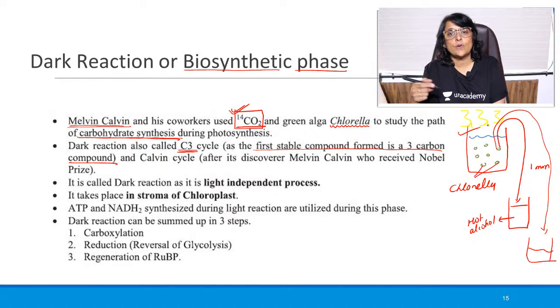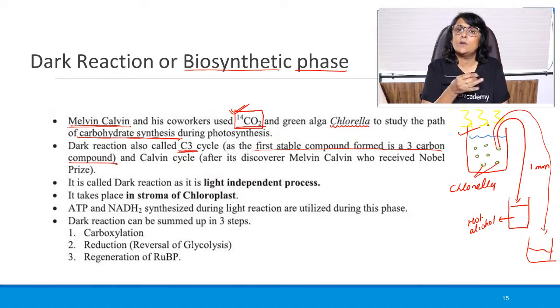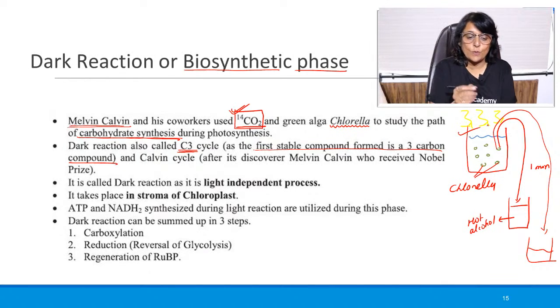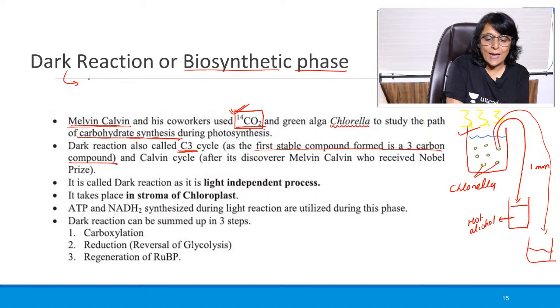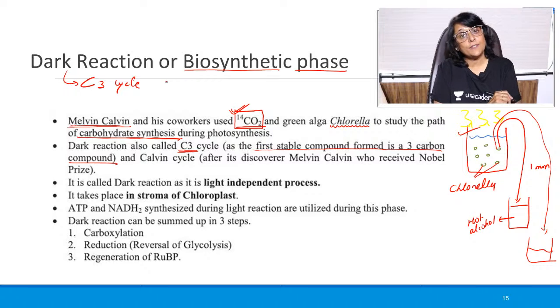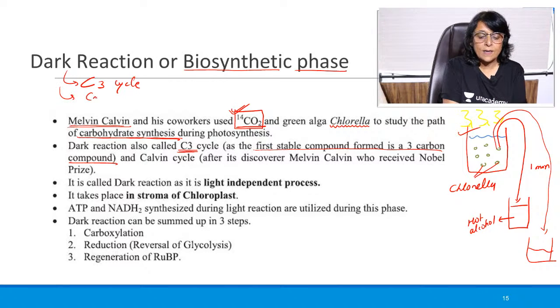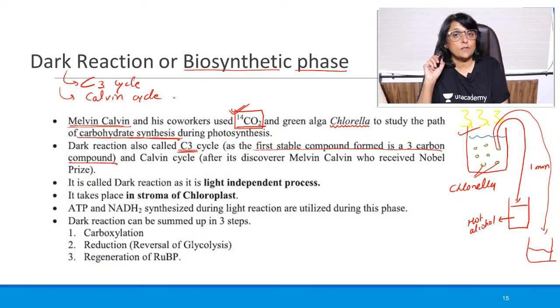So when Kelvin was trying to perform his experiments, he found that there was a compound which was a 6-carbon compound, but it immediately got dissociated. So he could never isolate that compound. So the first stable compound which was isolated was a 3-carbon compound, and that is why it is also known as C3 cycle. Named after the scientist, it is also known as Kelvin cycle. So there are various names given to this pathway.